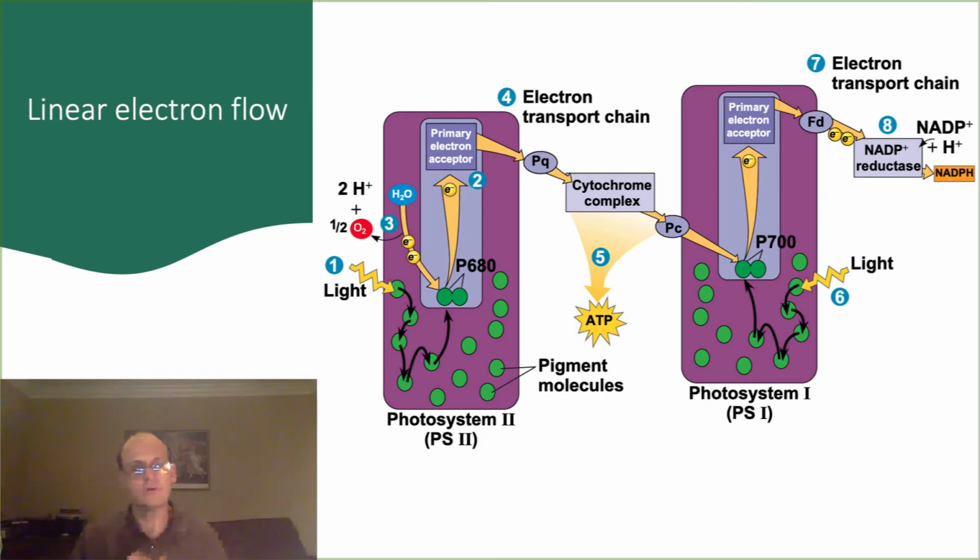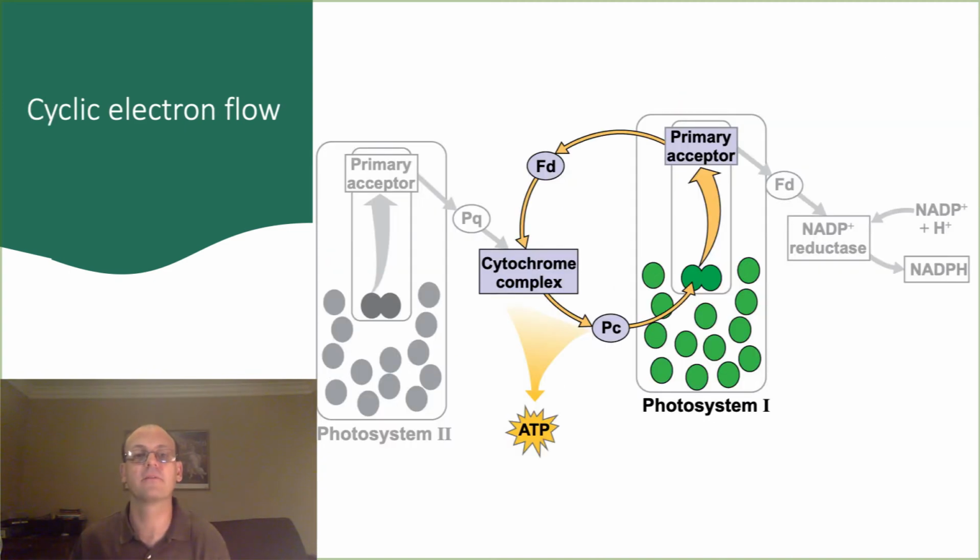Now, this flow of electrons through these two photosystems is known as linear electron flow, because of the way the electrons move in a single direction through these complexes.